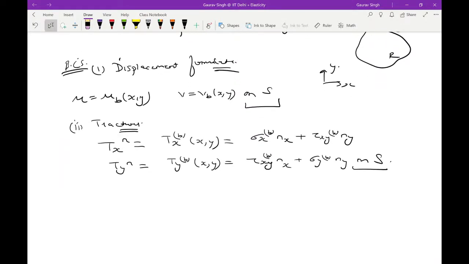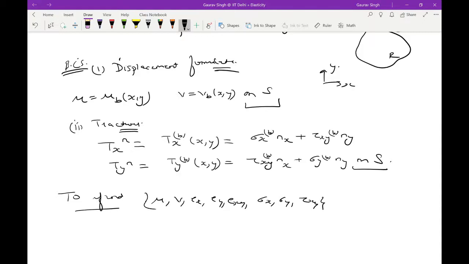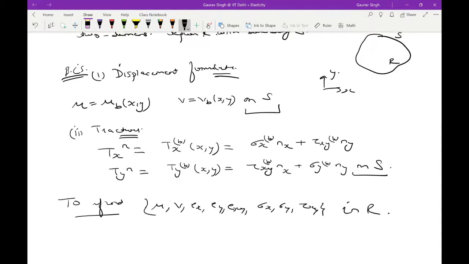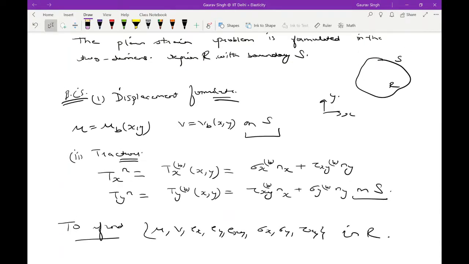So what would be the formulation of the plane strain approximation? To find u, v, ex, ey, exy, sigma x, sigma y, tau xy in the interior region R, given that the boundary conditions are given and the material properties are also given.